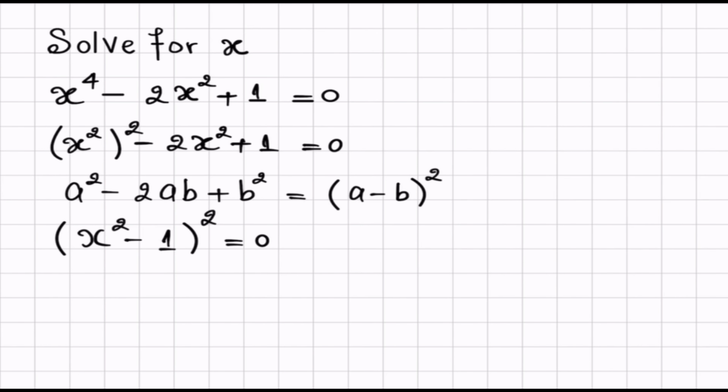Then we will get x square minus 1 equal to 0. Next we will get x square equal to 1, and then x will be equal to plus or minus square root of 1, which is equal to 1. So then finally we have solved this question.